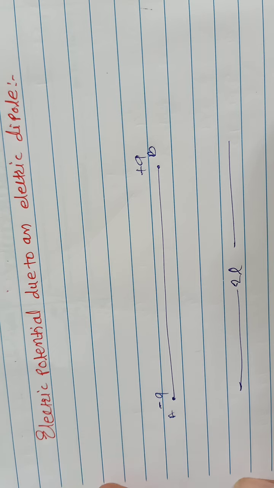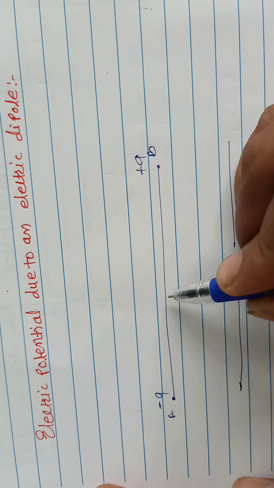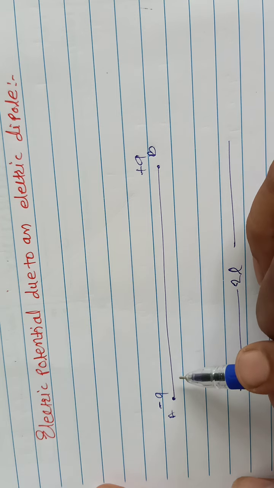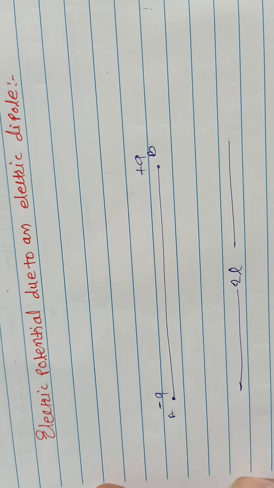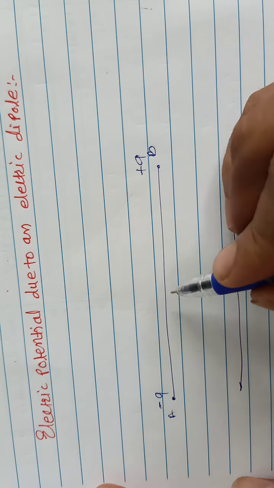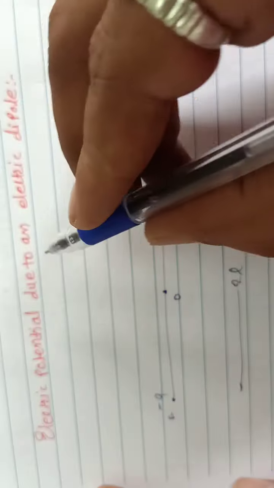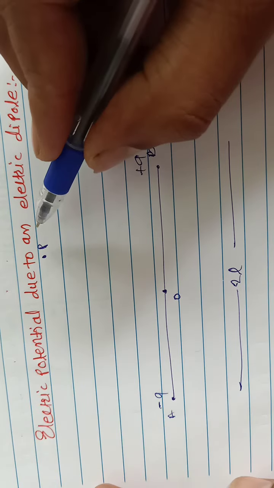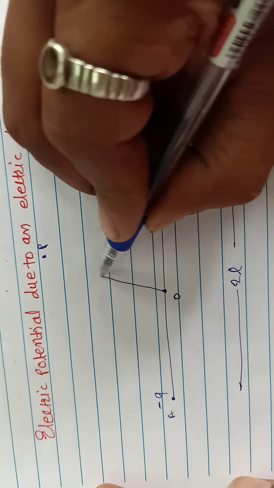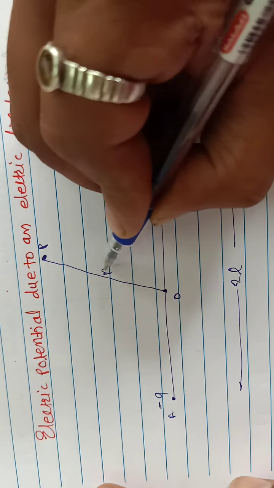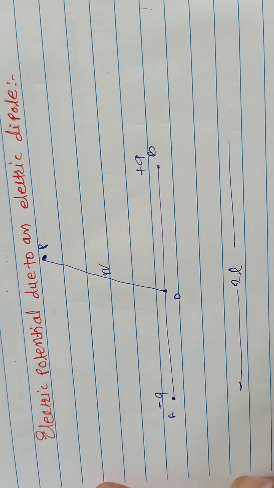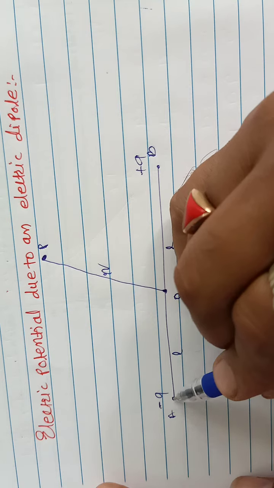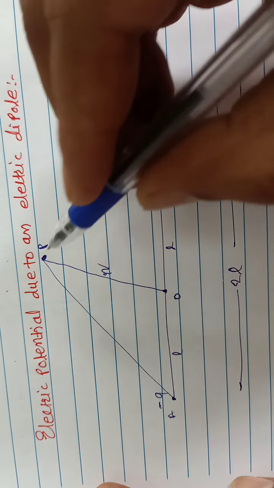Now the line AB, which goes through these two charges of the dipole, is my dipole axis. I am taking a center point O here, and my point P, which is outside the dipole, is separated from it by distance R. So AO is L and OB is also L. I am joining the lines AP and BP.